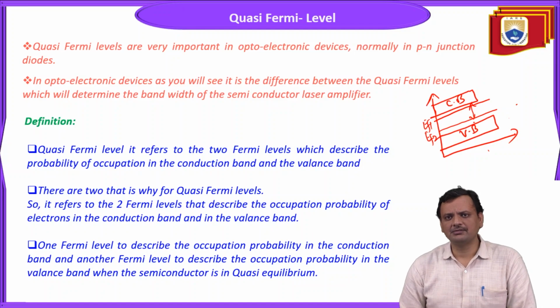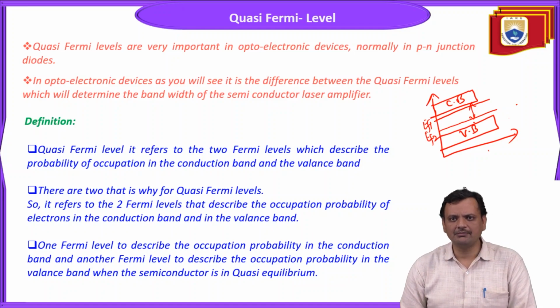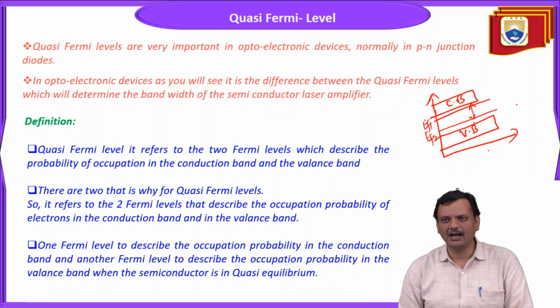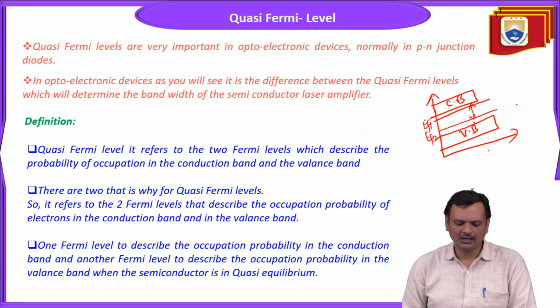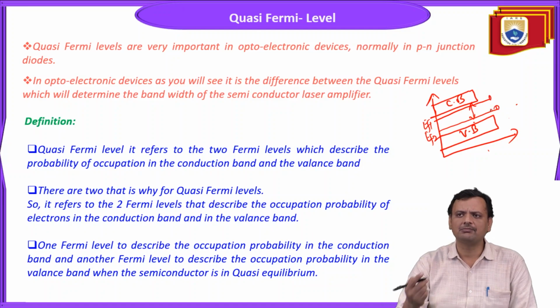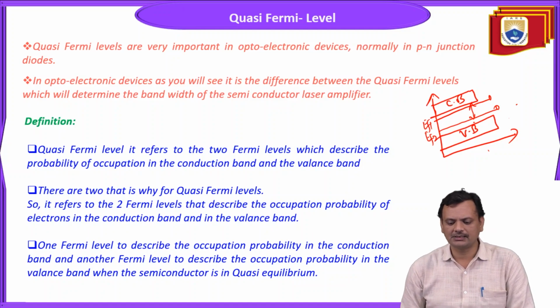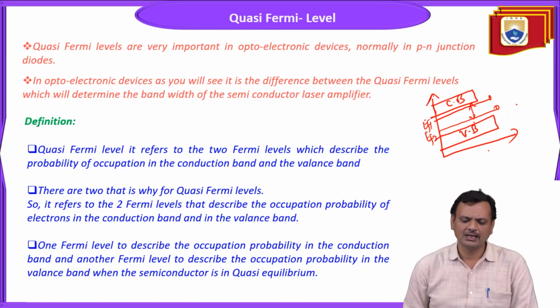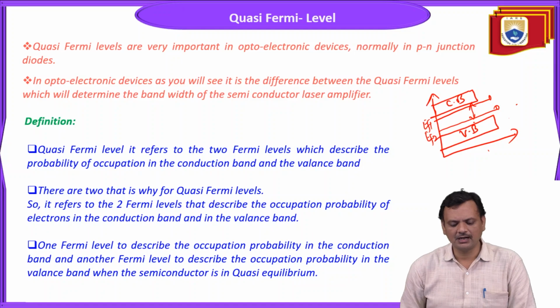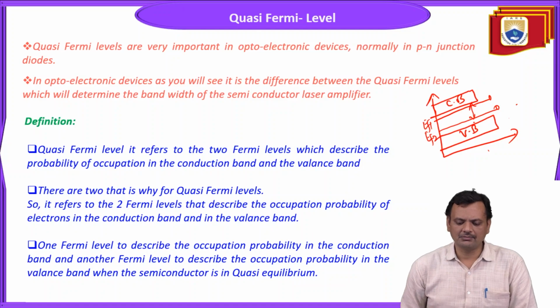So quasi Fermi level refers to two Fermi levels which describe the probability of occupation in the conduction band and the valence band. There are two. That's why, due to the existence of these two Fermi levels, the term quasi came. That's why the word quasi is used here. So it refers to two Fermi levels that describe the occupation probability of electrons in the conduction band and in the valence band. One Fermi level describes the occupation probability in the conduction band and another describes the occupation probability in the valence band.